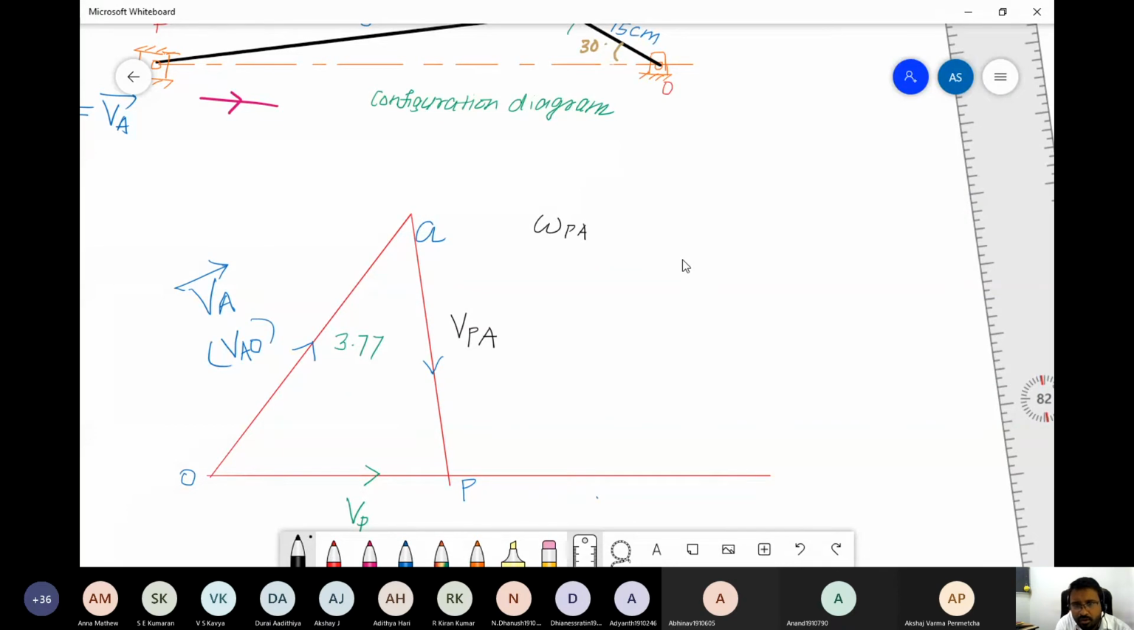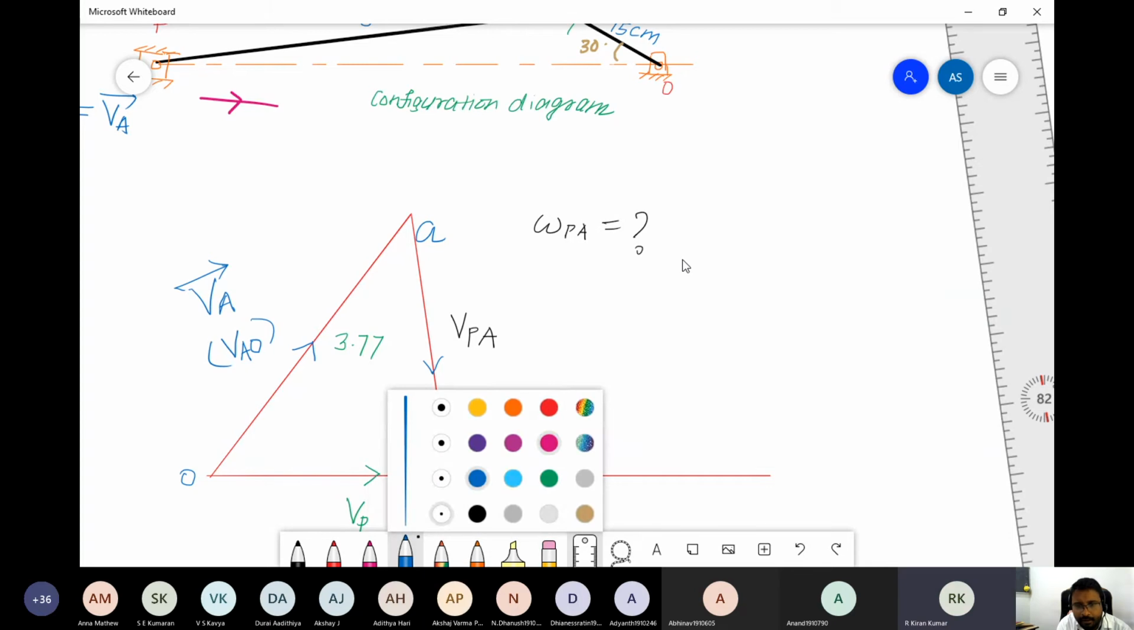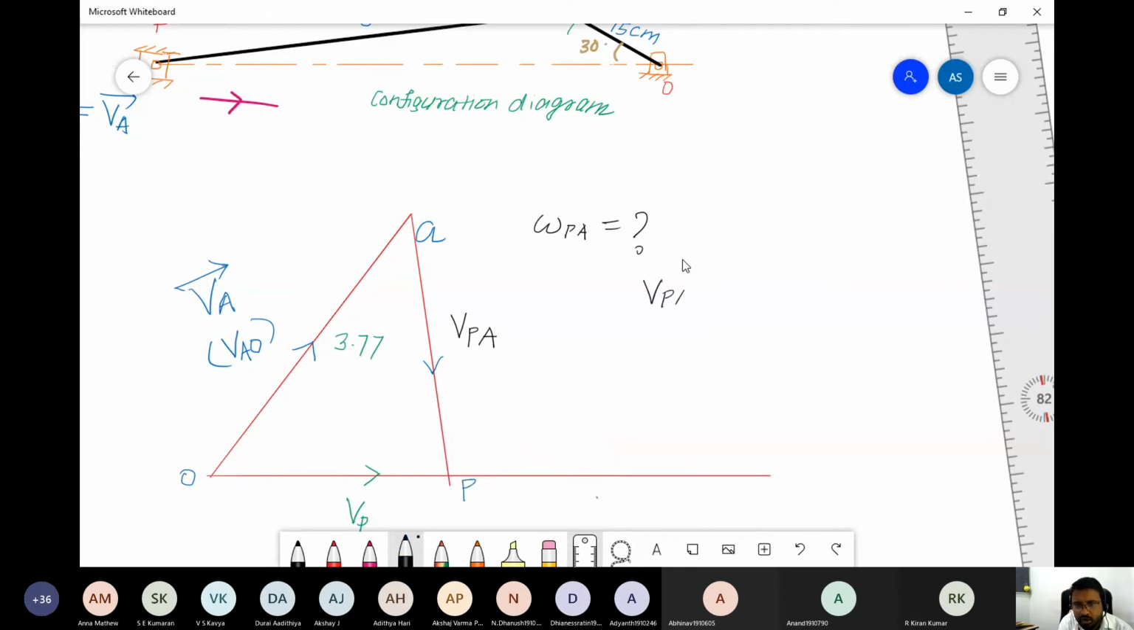You know what will be the omega PA? Can you find out? Someone can say how to find out? So VPA by AP, sir. Yeah, very good. We have already used the formula. VPA is equal to omega into the actual length AP.